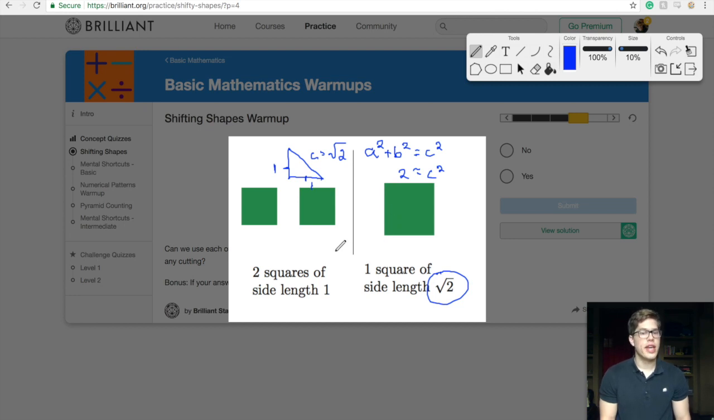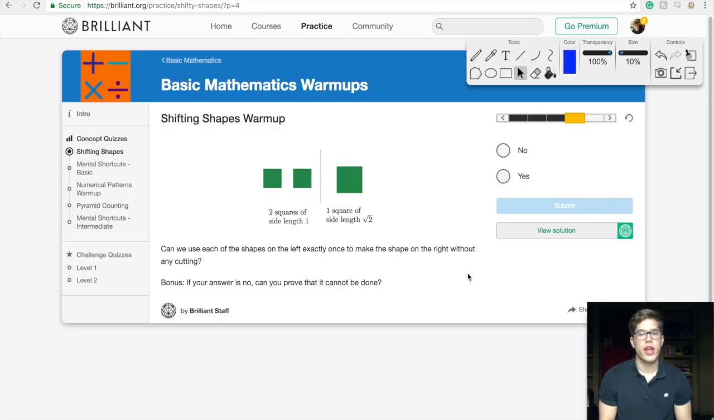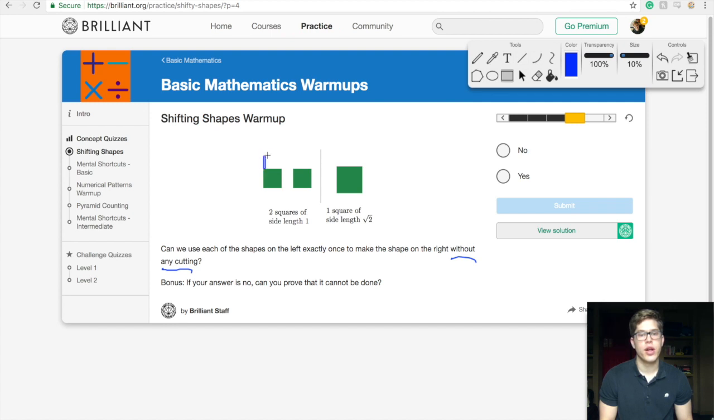But still, can we use these 2 squares to form a larger square? Let's go back to the question at hand. One of the key things it says is without any cutting. And no matter how I stack a square onto another square, we're just going to get rectangles. I can't put it anywhere to get another square. So I'm going to say that this answer is no.